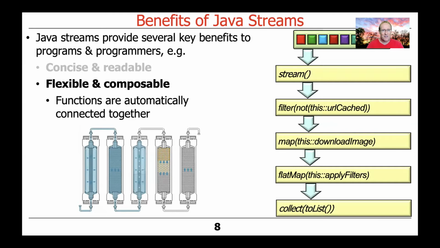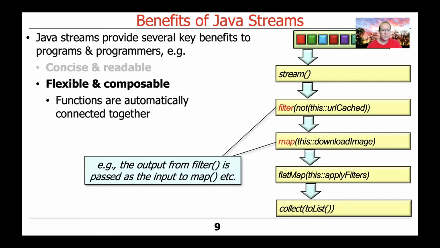Some other nice things you get from streams is this concept of flexibility and composability, where the functions that we're applying, which are these method references and lambda expressions and so on, are automatically connected together by the stream syntax and, of course, optimized by the stream semantics, like the water purification system. So as you can see here, for instance, the output from the filter aggregate operation is then passed as the input to the map operation after it gets rid of images that have already been downloaded and processed earlier.